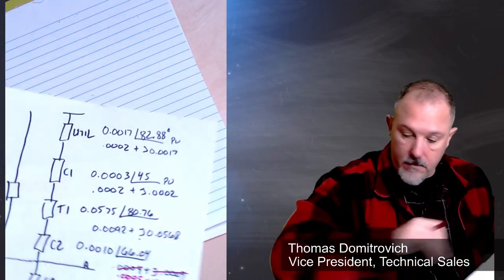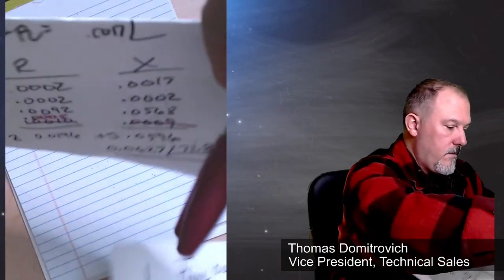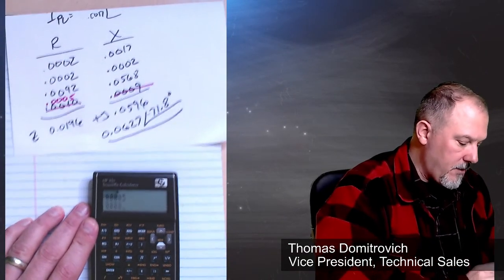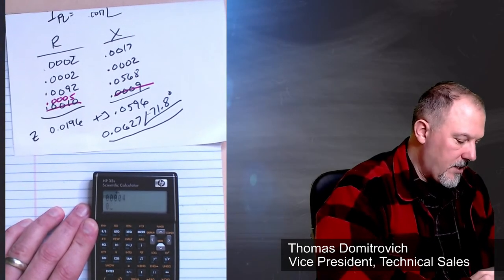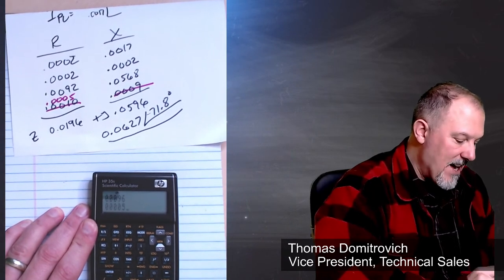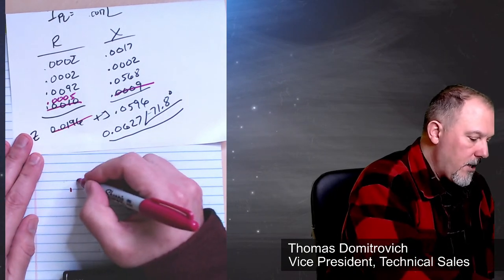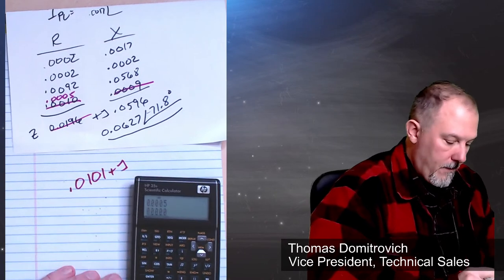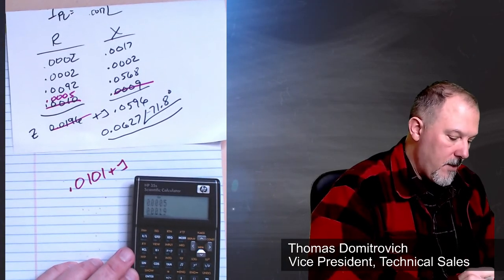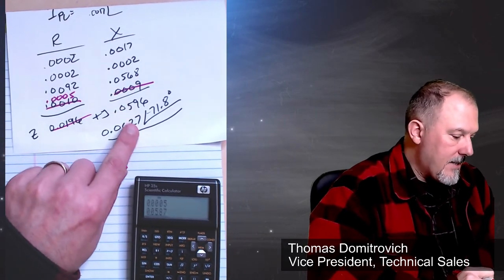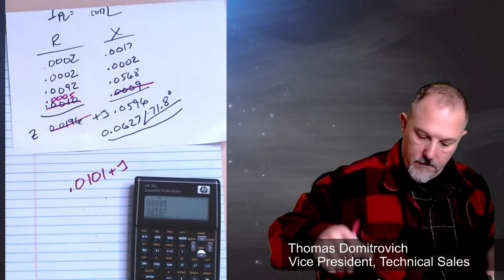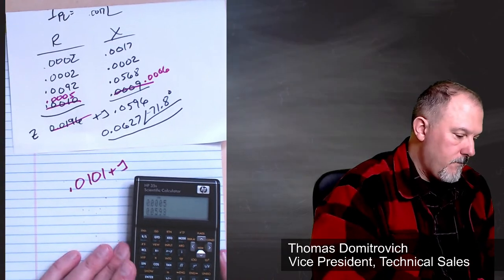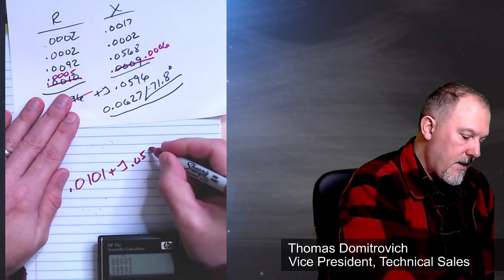Okay, so now let's add them up. This back up here. I'm moving papers all over the place. Let's do it again. 0.002, 0.002, 0.0092, 0.0005. That is 0.0101 plus J 0.0017, 0.0002, 0.0568. And then that has to be 0.0006, 0.0593.